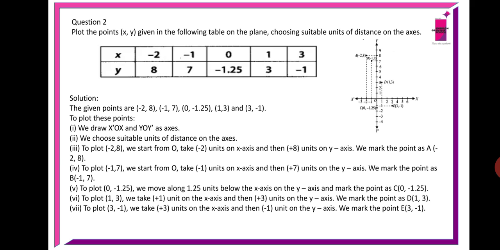To plot 0 comma minus 1.25, we move 1.25 units below the x axis on the y axis, because here x equals 0, so it lies on the y axis. We go 1.25 downwards from the origin on the y axis, and mark the point 0 comma minus 1.25. To plot 1 comma 3, we take 1 unit on the x axis and 3 units on the y axis. We mark the point as 1 comma 3. To plot 3 comma minus 1, we take plus 3 units on the x-axis, then minus 1 unit on the y-axis. We mark the point 3 comma minus 1.